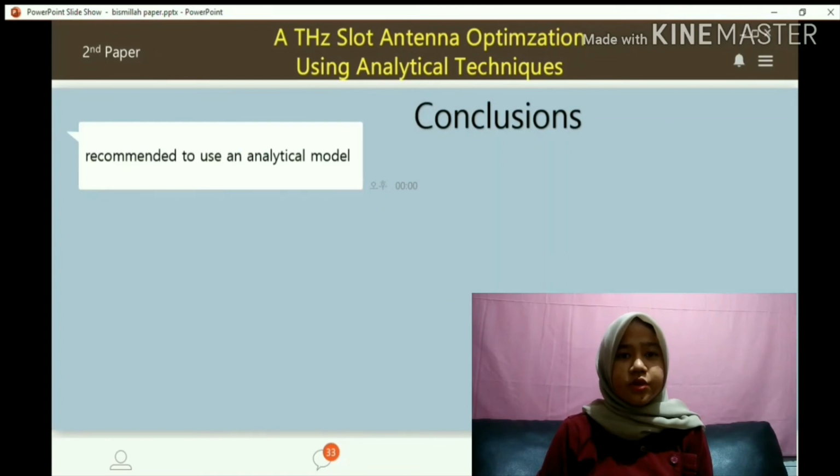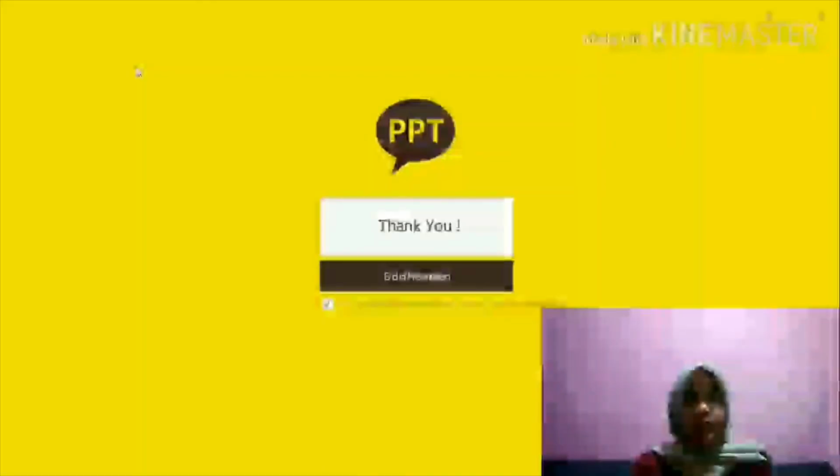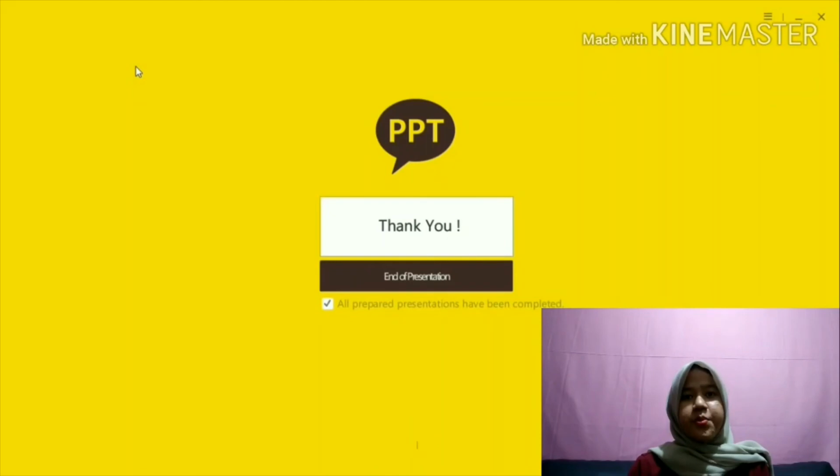So this is the conclusion of this paper. It's recommended to use an analytical model to optimize the design and obtain the required antenna spectrum and performance. Using the analytical design information, one can perform a simulation. Then, according to the simulation results, modify the parameters until the optimal results are obtained. From this paper, I can conclude that these papers are suitable as a reference for my final project later.